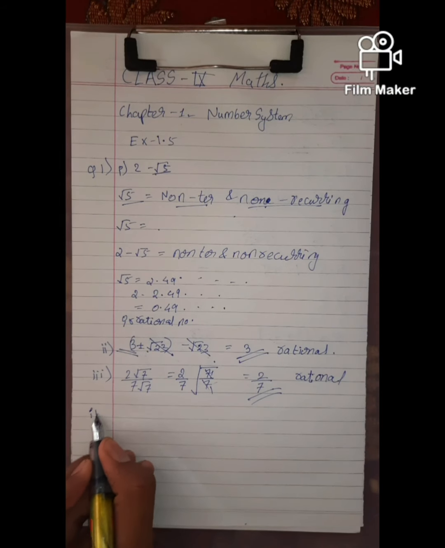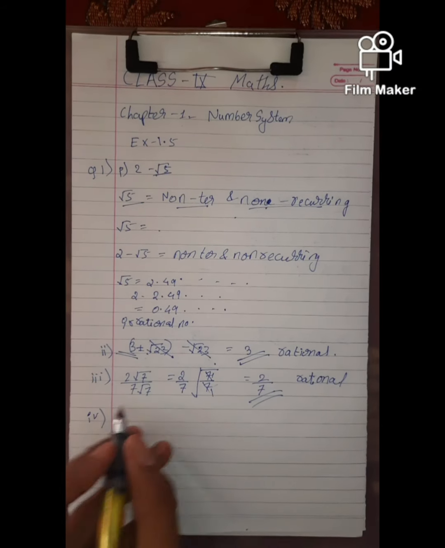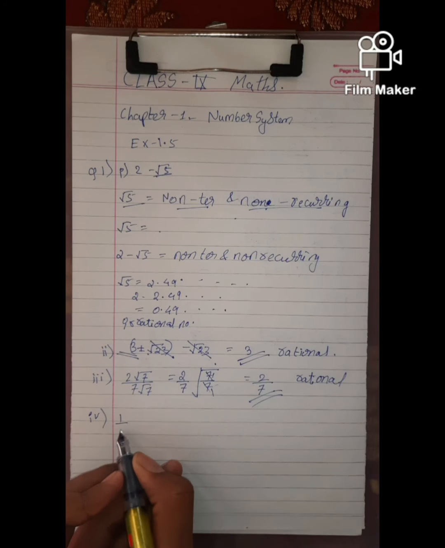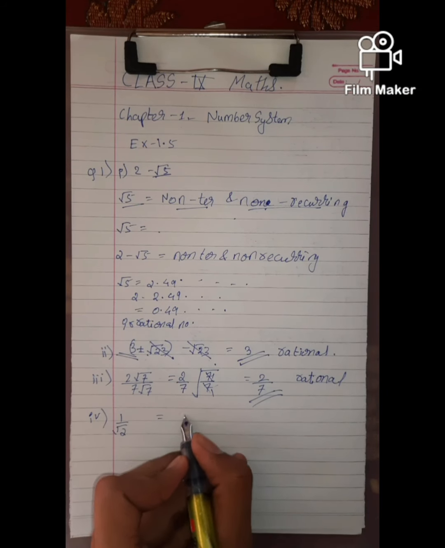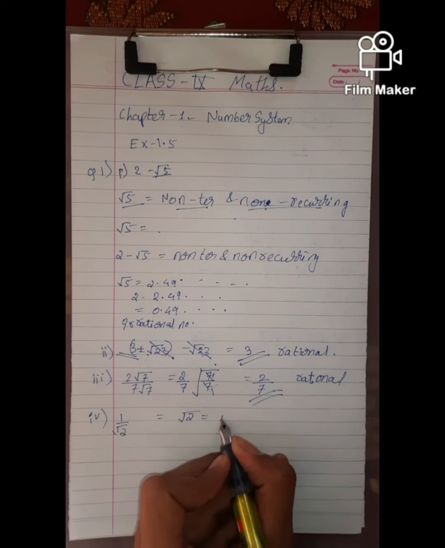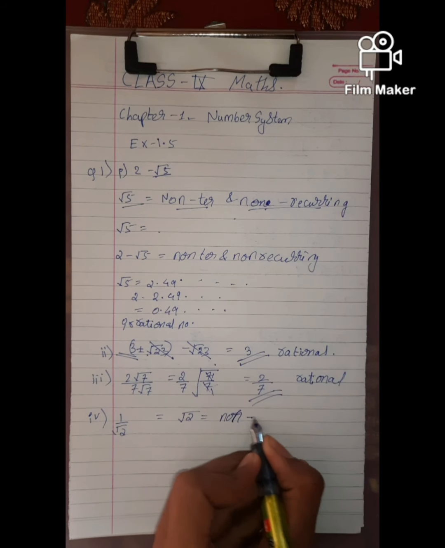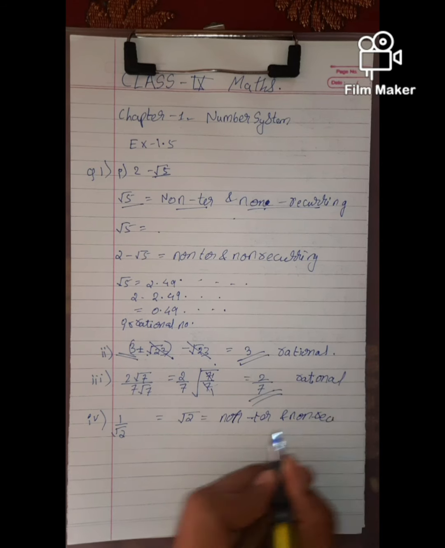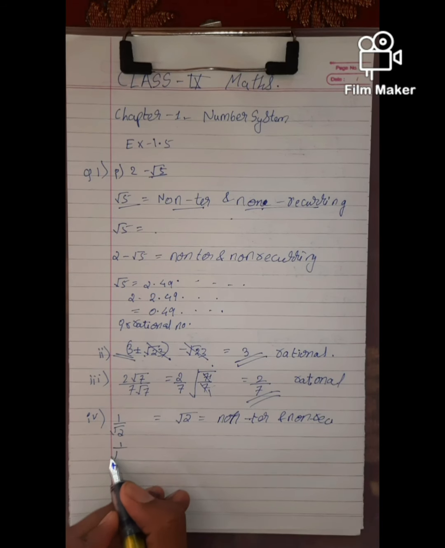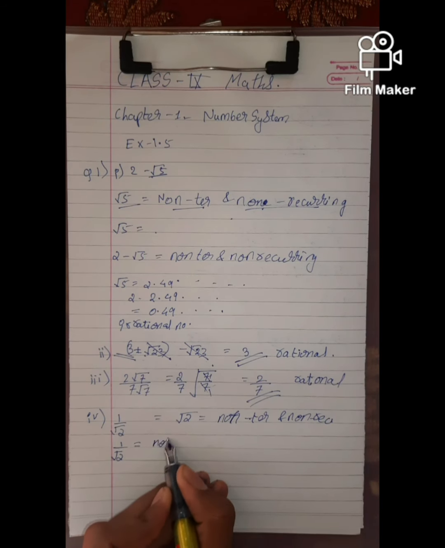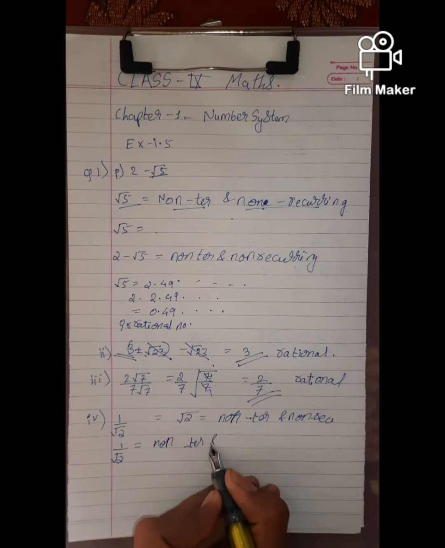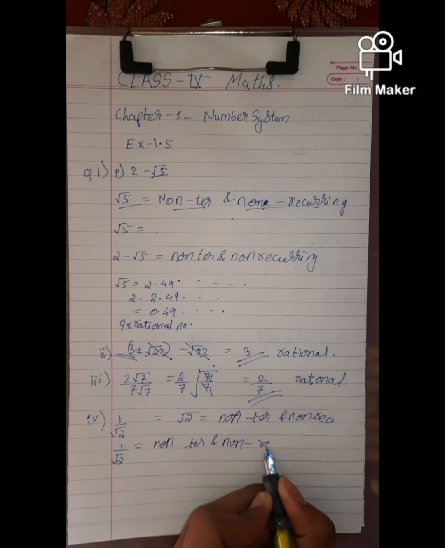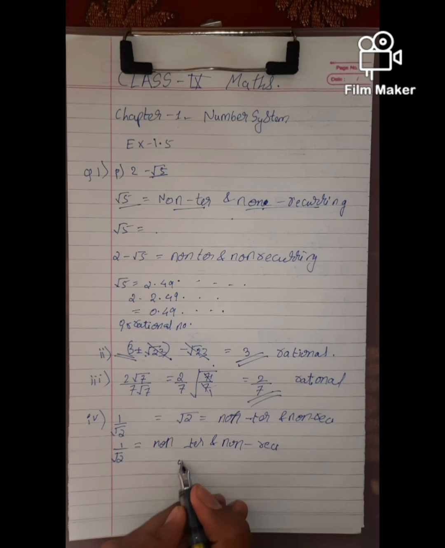And now let's go to the fourth part. And the fourth part is 1 by root 2. As you all know that the value of root 2 is non-terminating and non-recurring. So therefore the value of 1 by root 2 will also be non-terminating and non-recurring. So therefore this will also be an irrational number.